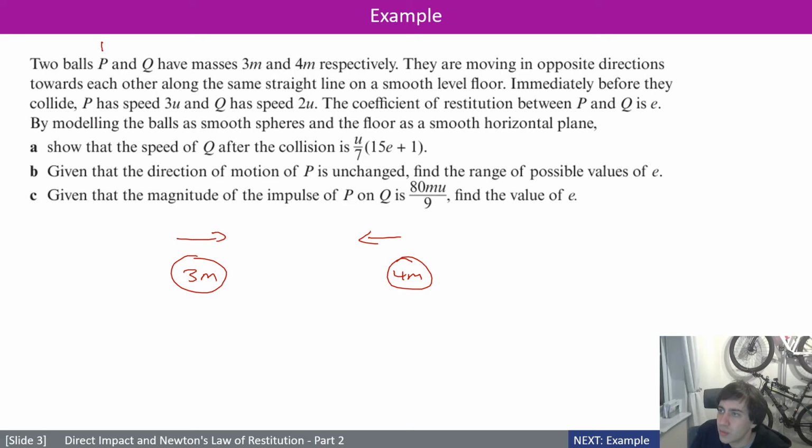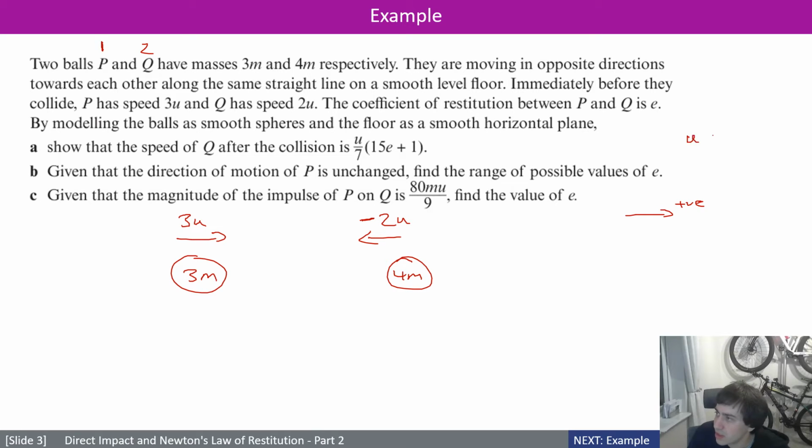I'm going to call P is 1 and Q is 2. Immediately before they collide, P has speed 3u. So I'm going to take u as being a vector and take right as positive, 3u, and Q has speed 2u. So expressing that as a vector, I'm actually going to write this as minus 2u, where u is then a constant, a scalar.